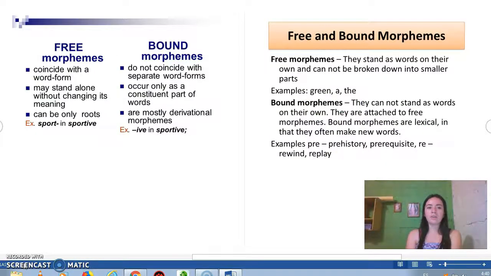And another example, sport, and we add other words, it becomes sportive. We have free morphemes that can stay and work on their own and cannot be broken down into smaller parts. And a bound morpheme is a combination of a verb, and we add ly or ry or s or es, and we have a bound morpheme.